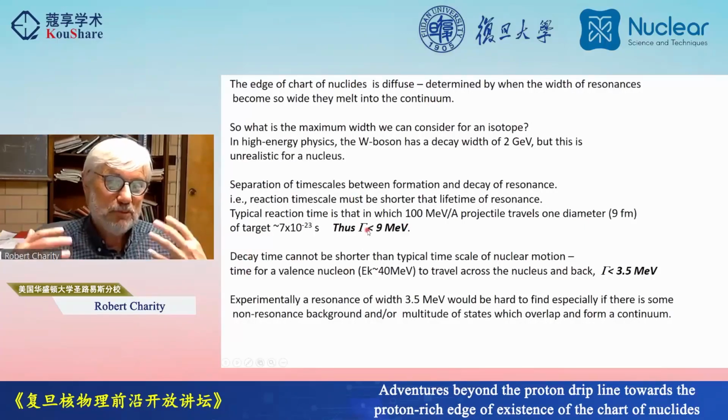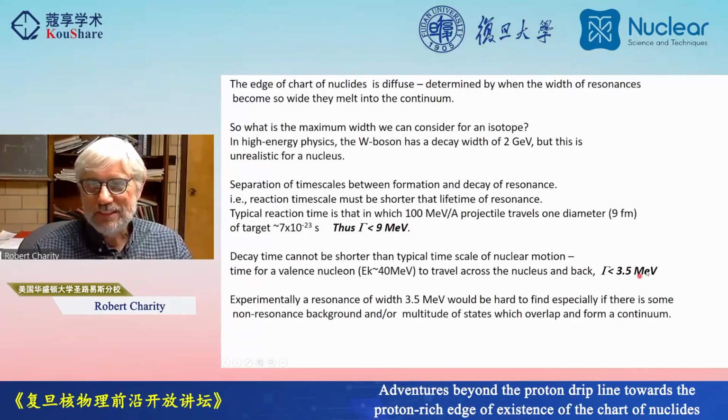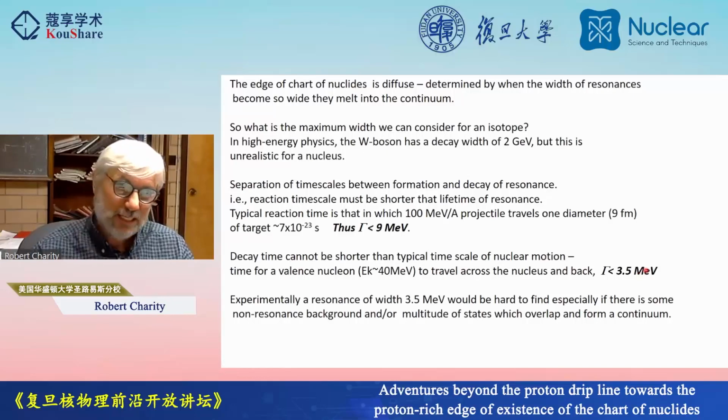And that's because these are resonances. They have some sort of periodic time scale associated with them. And you would like them to live multiple periods of this time scale. Otherwise, it's difficult to consider it as a resonance. So what's a typical time scale for nucleonic motion? You could say, I take a valence nucleon and it will travel from one side of the nucleus and back, depending on how big the nucleus is. But anyway, in these light nuclei, that sort of argument says that the width should be less than 3.5 MeV.